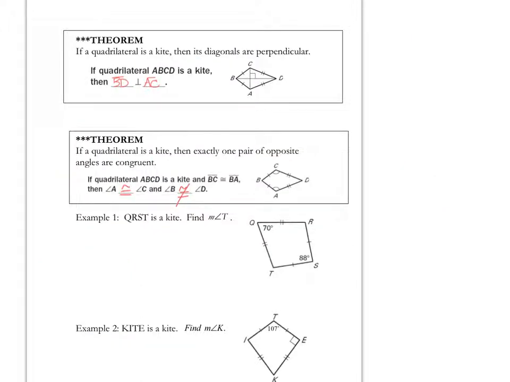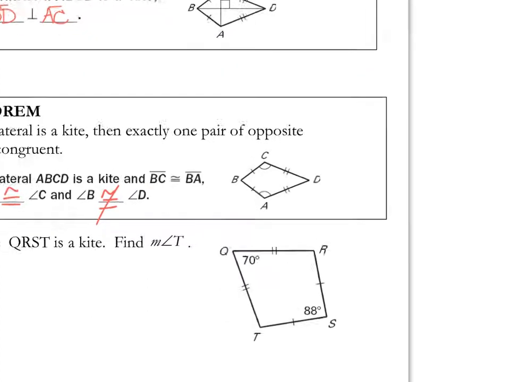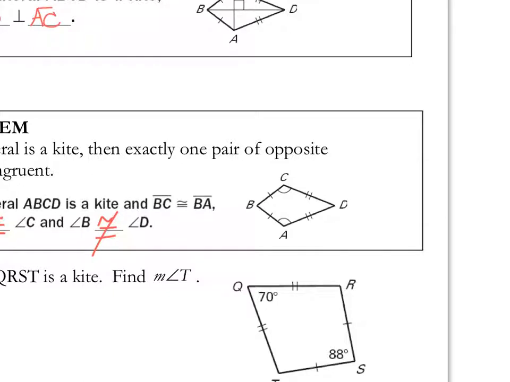Alright, so now let's move on to a kite. If you know it's a kite, then the diagonals are perpendicular, which means that they form right angles. Also, if it's a kite, then exactly one pair of opposite angles are congruent. If you see the picture, it's C and A. So it's the ones where two of the non-congruent sides meet.